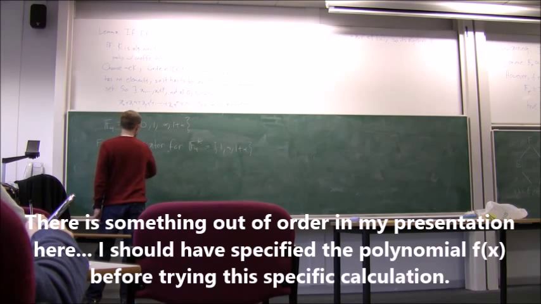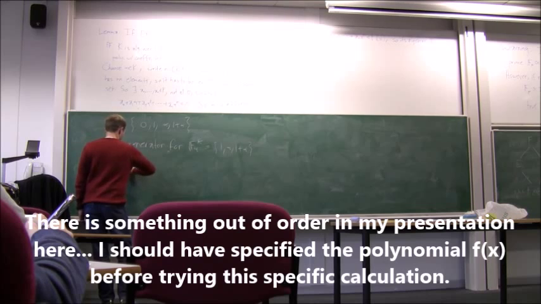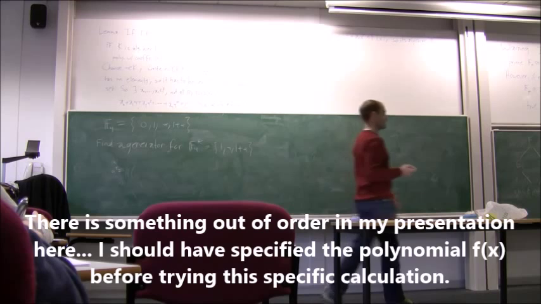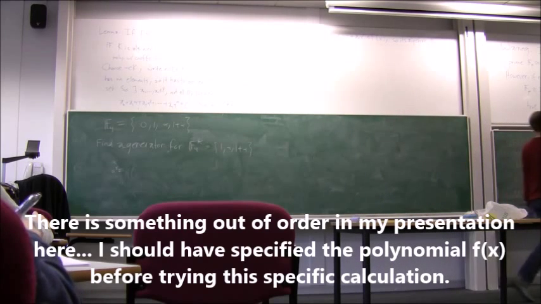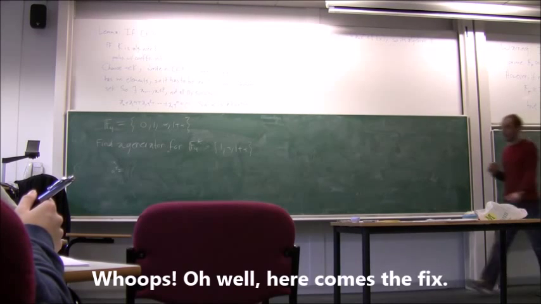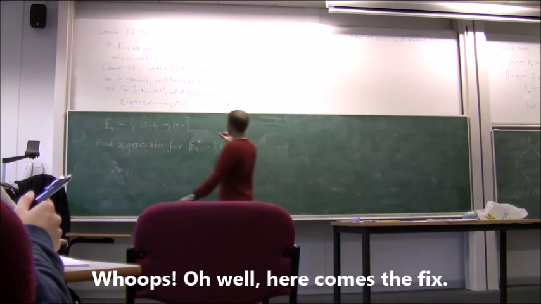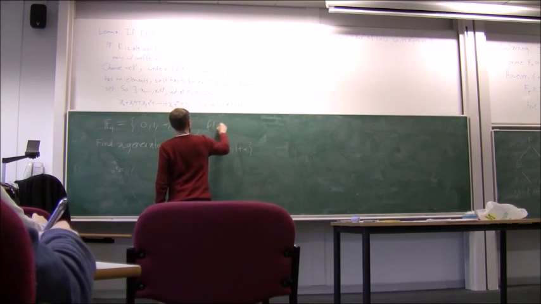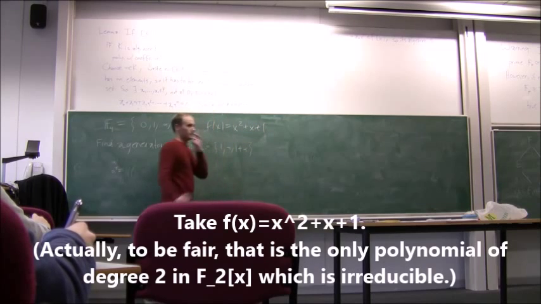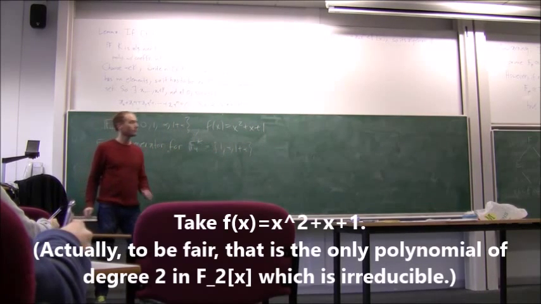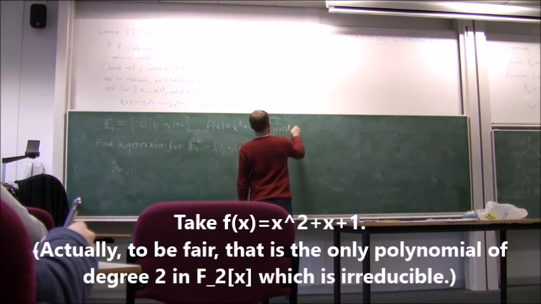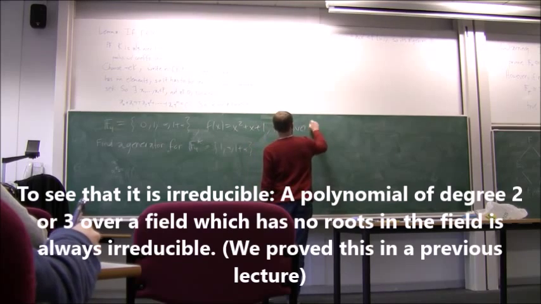Oh wait, hold on a second here. Alpha squared. Oh, wait. How in the world can I tell you what alpha squared is if I didn't even tell you what the polynomial is? I have a polynomial in my mind. Sorry about that. It is irreducible over F2 because it has no roots, and it's of degree 2.